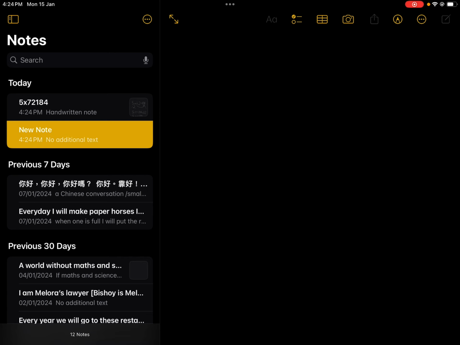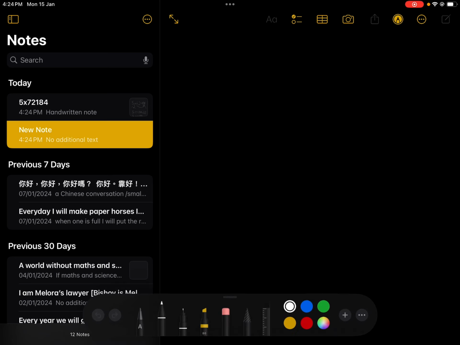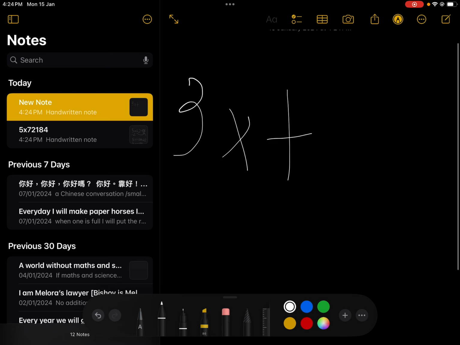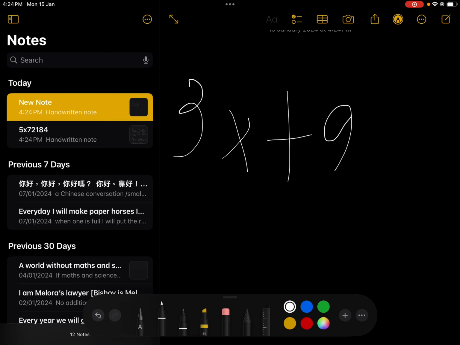So now we're going to try it with 3 as the coefficient. After this, we're gonna do quadratics, okay? 3x plus 9 equals 18.